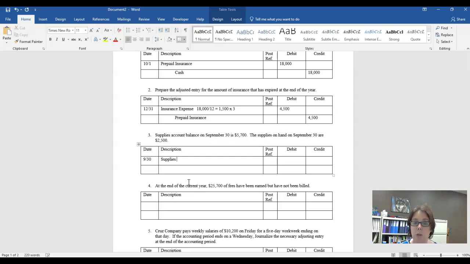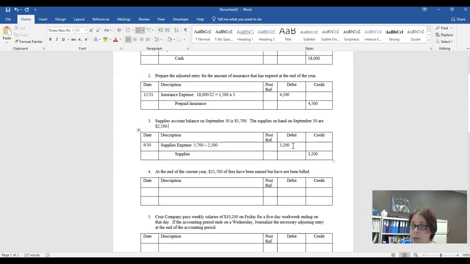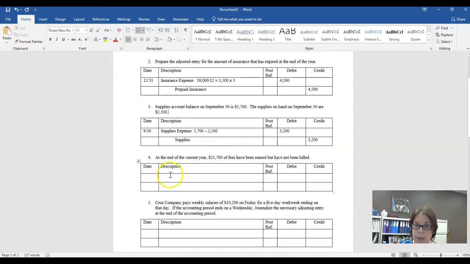So what I need to do here is I need to get my balance to the $2,500. So I have actually used up $3,200 worth of supplies, and I will reduce my supplies account by $3,200. If we took $5,700 minus $3,200, it will show that our balance is $2,500. So watch that because you want to get your supplies down to the $2,500. So we've used $3,200 worth of supplies.